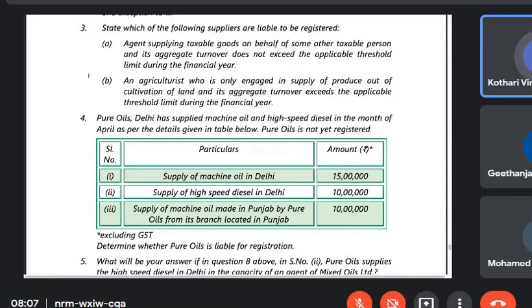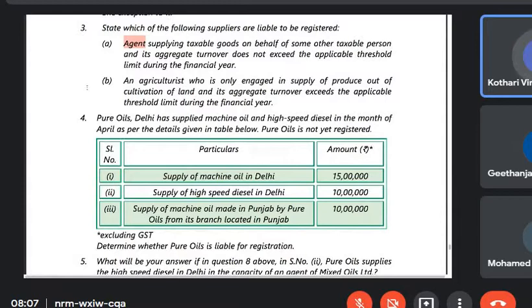Okay, so you have to be careful. In case of an agent, his turnover need not be seen. Whether his principal is a taxable person or not, that you need to check. If the principal is also not a taxable person, then okay. Otherwise, he will be liable to register.